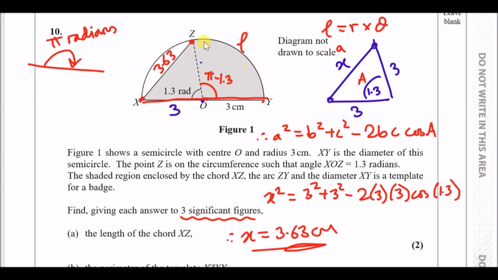Well, as you can see, the template here is made up of a triangle and a sector. So naturally, all you need to do is work out the area of this triangle first and then add it to the area of this sector here, and done. You got the answer. So what is the area of a triangle formula and area of a sector?